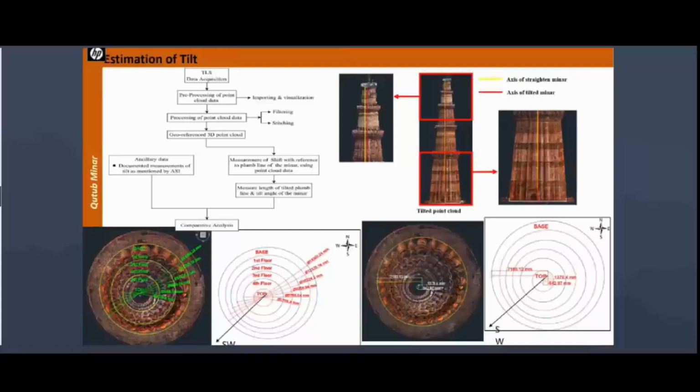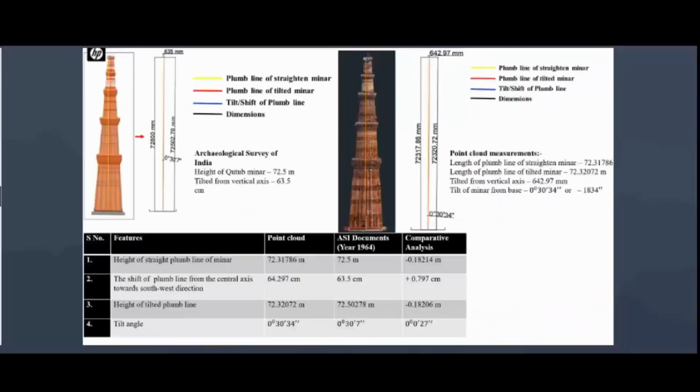We have done certain calculations, and what we found is that a certain amount of tilting is there. We have identified the plumb line of the straight minar and the plumb line of the tilted minar, how much angle of tilt is there, and then we correlated it with the ASI document. The ASI document was carried out in the year 1964. I think in the 80s or something, they did certain restoration work. After that restoration work in the southwest direction, the tilting has stopped.